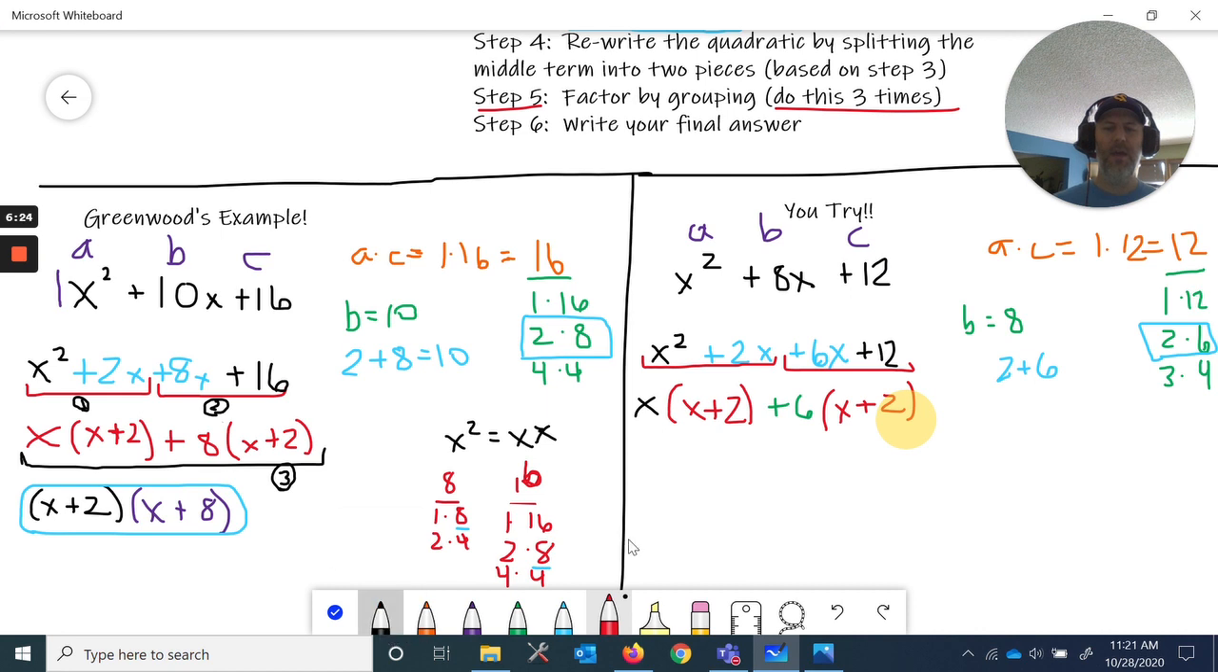Now we're going to look at the whole thing together. That'll be my third factor by grouping. Notice that the 2 red parentheses are the same, so we'll factor those out. And then I'm left with the other group, which is x plus 6.